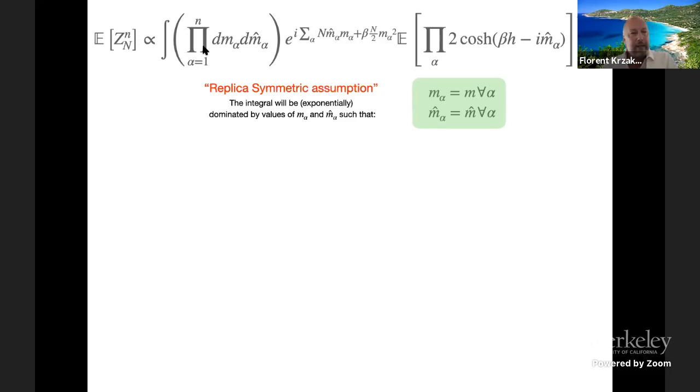Now, this is where physicists look at this object and say, look, there is an exponential here of terms with a power n. So this will be exponentially large. And so it looks like I'm going to be able to do a saddle point here. And if I do a saddle point, I will be dominated by some special values of these m hat and m's. Now, one natural thing to do is what is called the replica symmetric assumption. Let's assume that once I do this integral, it will be exponentially dominated by values of m alpha and m hat alpha that are all the same. All the m alpha are equal to m, all the m hat alpha are equal to m hat.